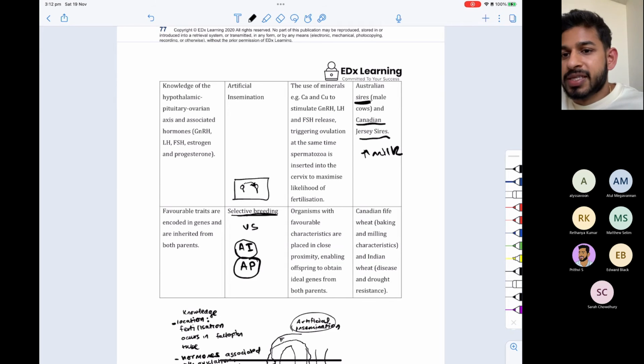What about artificial insemination, Alyssa? What kind of cons would there be to artificial insemination versus selective breeding?